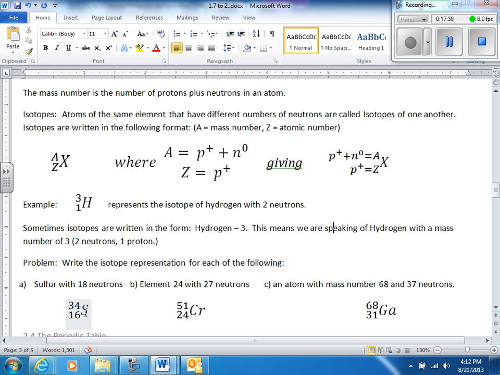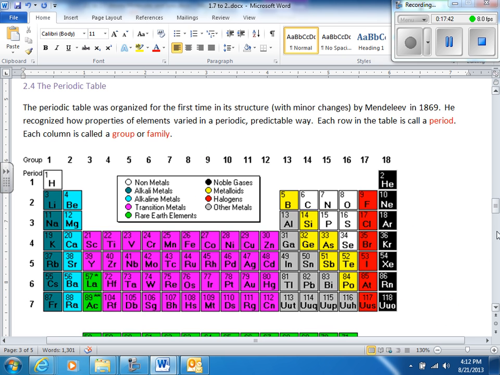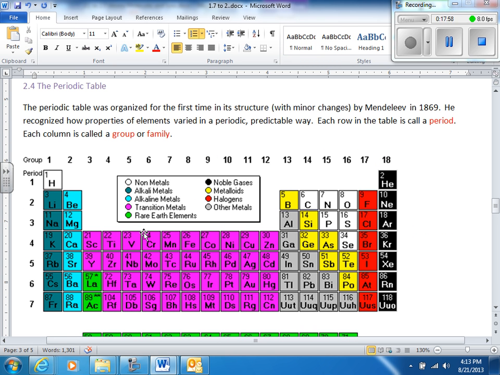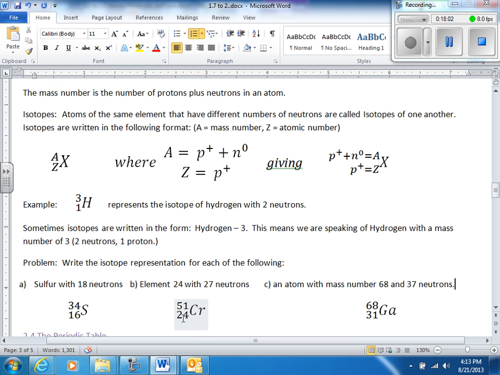Okay, how did I get this? Sulfur, we look it up on the periodic table. We find out its atomic number is 16. That's how many protons we have, and that goes at the bottom. 16 and 18, because there are 18 neutrons, gives us a total mass number of 34. And we're done. Element 24, well, we look it up. We see element 24 is chromium, so that gives us the X. The 24 goes on the bottom, and it's chromium. 24 plus 27 is 51.